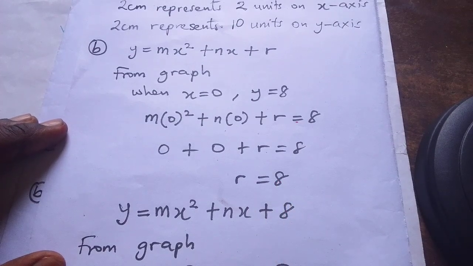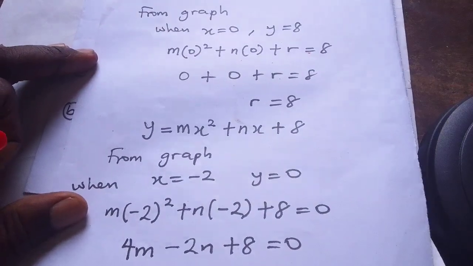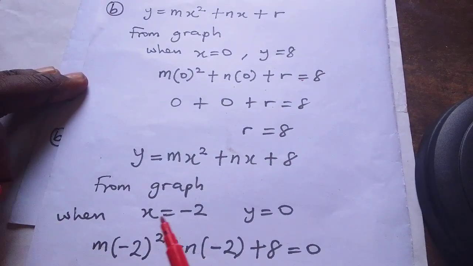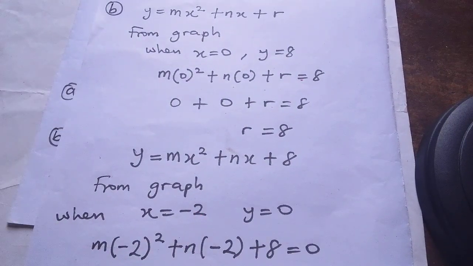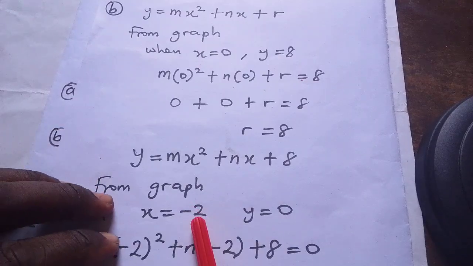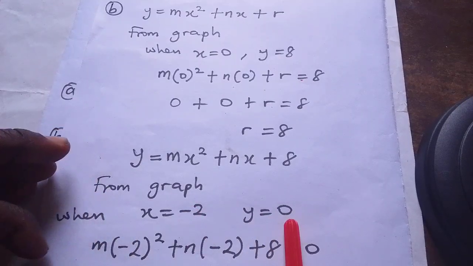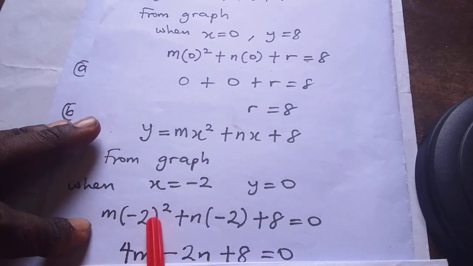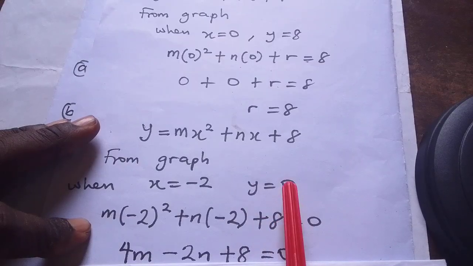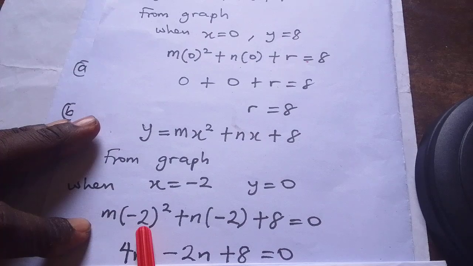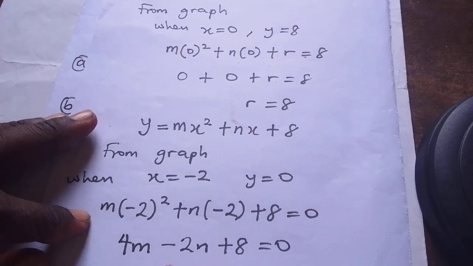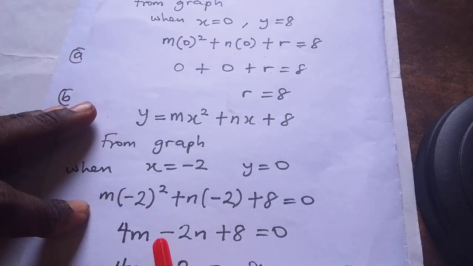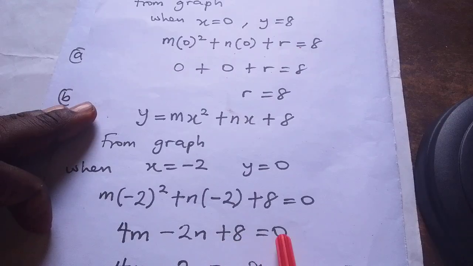So now we will use the two remaining coordinates to get the equation. We are told that when x is minus 2, y is 0. So you substitute into this: m times minus 2 squared plus n times minus 2 plus 8 is equal to 0. y will be equal to 0. So minus 2 squared is 4. 4 times m is 4m. n times minus 2 gives us minus 2n, plus 8 is equal to 0.